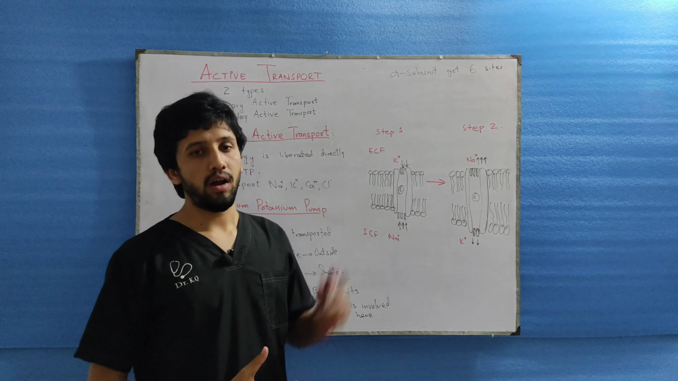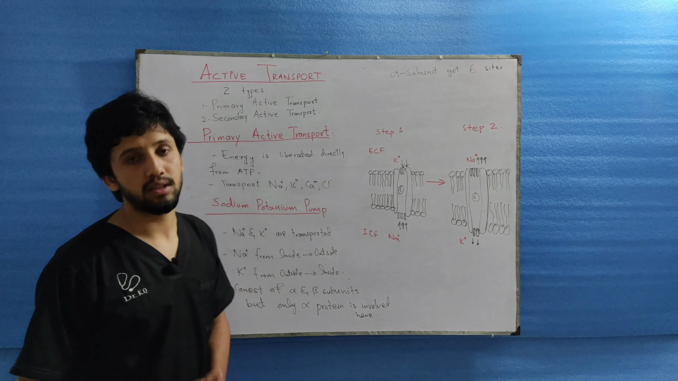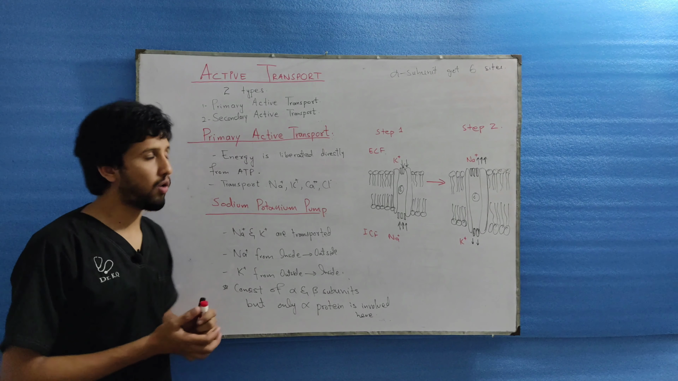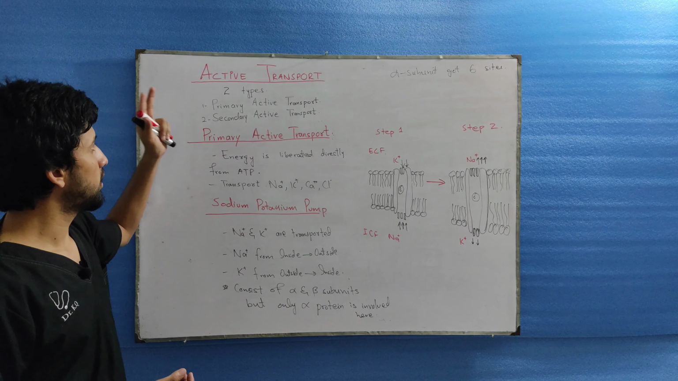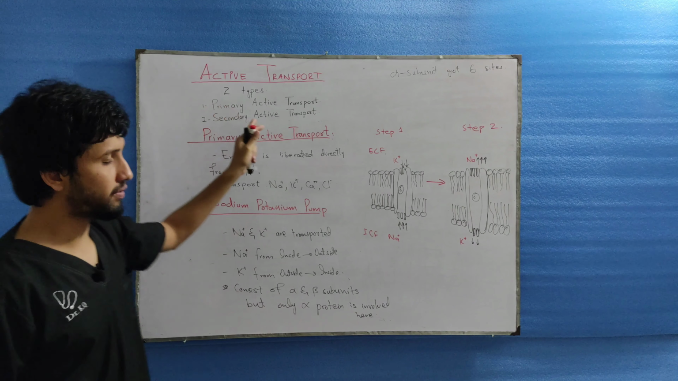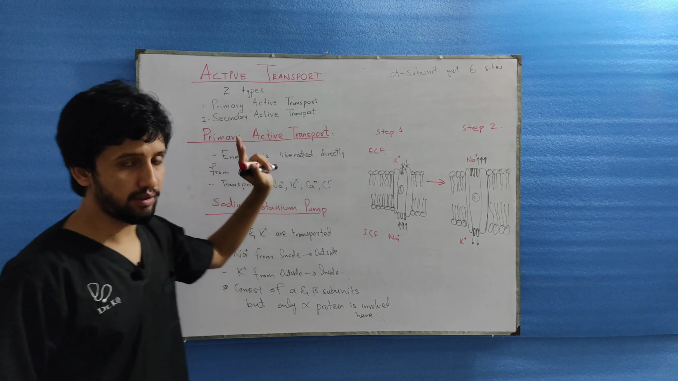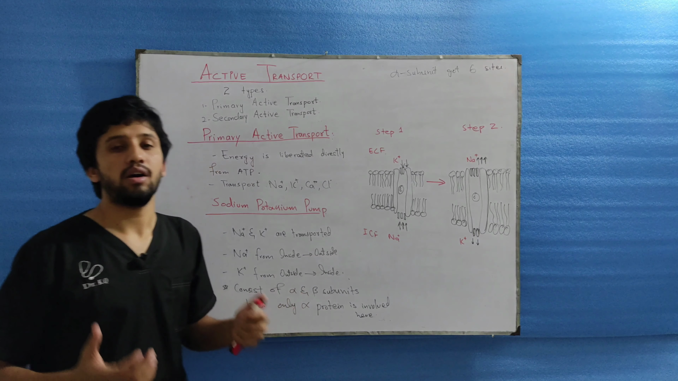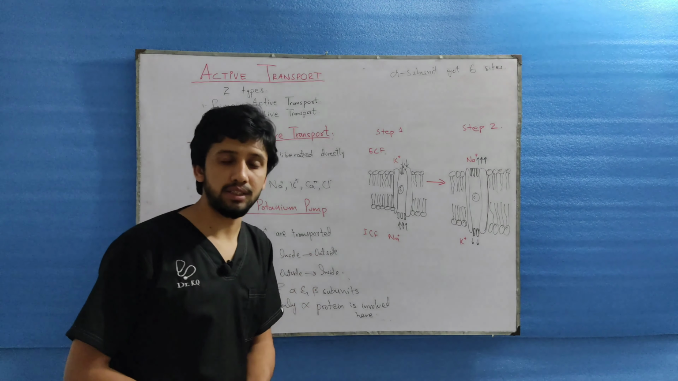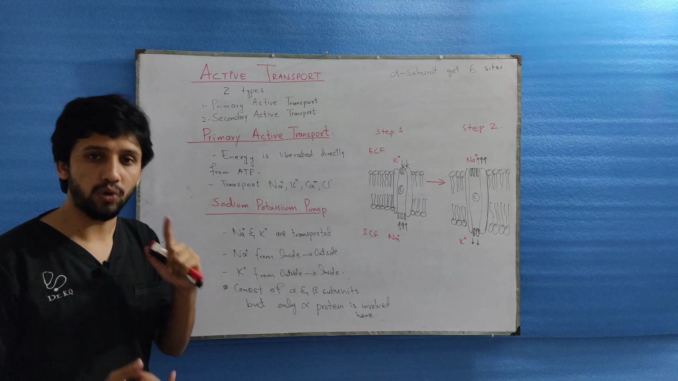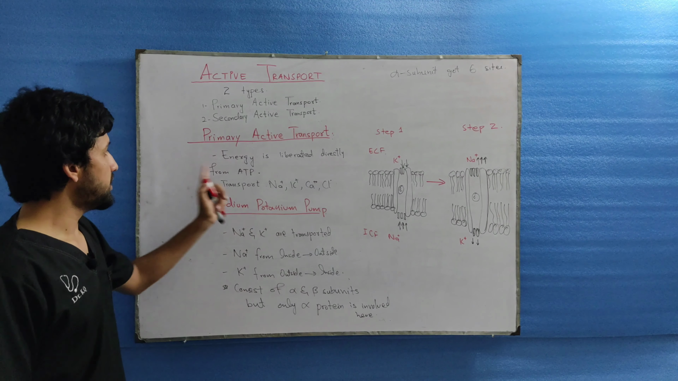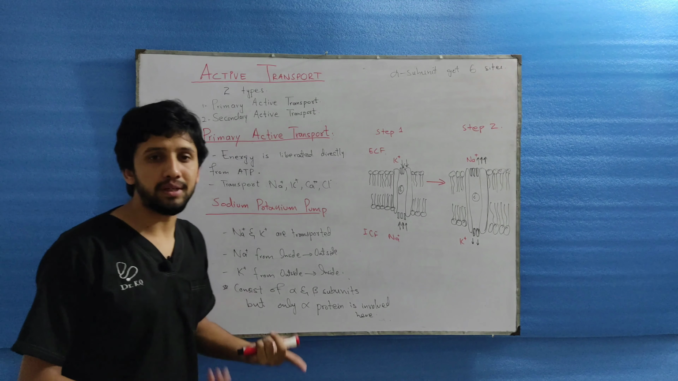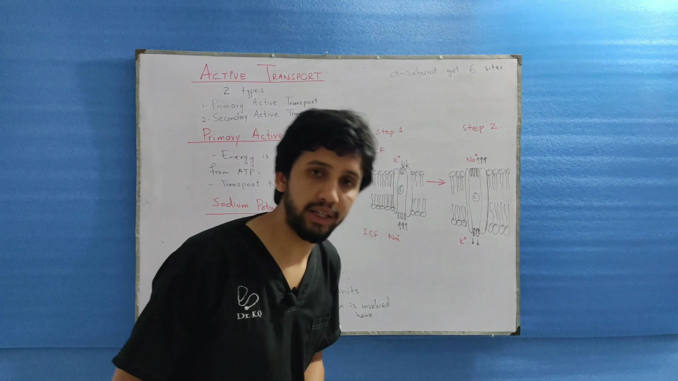Here we are with the active transport. We have discussed the types of the carrier proteins of the active transport, and now here are the two types of active transport, that is primary active transport and secondary active transport. Primary active transport is the transport of substances across the membrane which requires energy that is directly liberated from the ATP, and ATP is broken down into ADP and high energy phosphate.